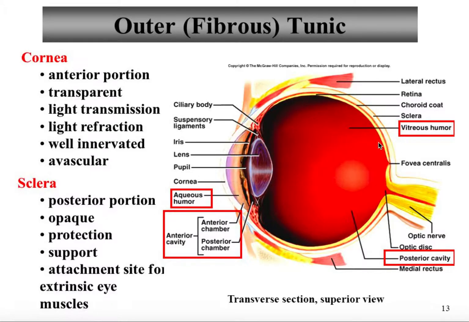The sclera, the posterior 5/6 opaque part, is there for protection and support, but it's also an attachment site for the extrinsic ocular muscles. Here you can see the lateral rectus, here you can see the medial rectus. Here, in front, is your cornea. Behind the cornea, but in front of your iris, would be your anterior chamber. Behind the iris would be your posterior chamber. So cornea, iris, anterior chamber, CIA; and lens, iris, posterior chamber, LIP.